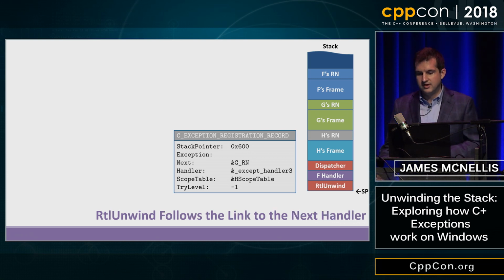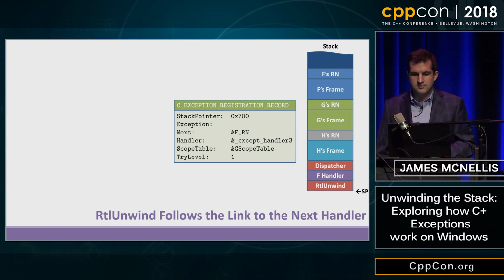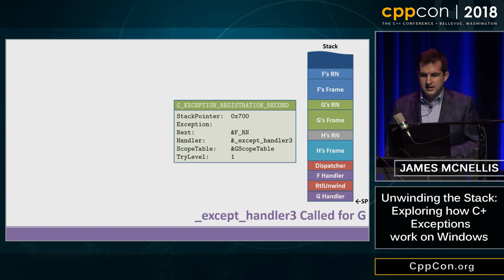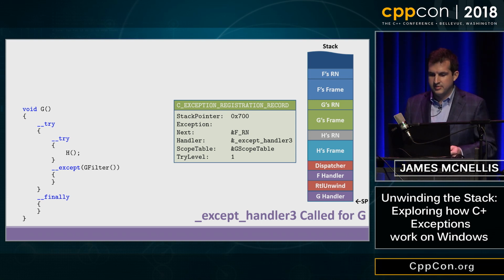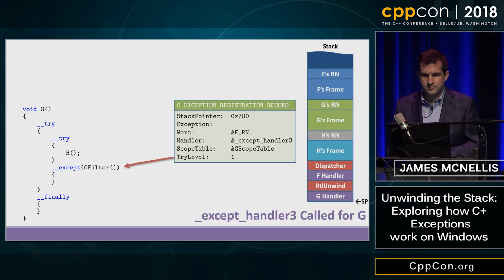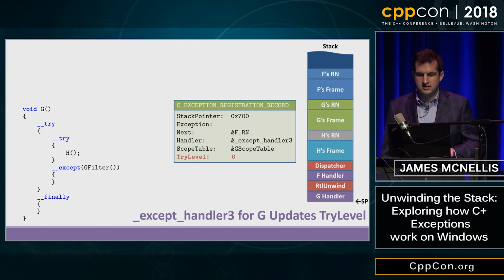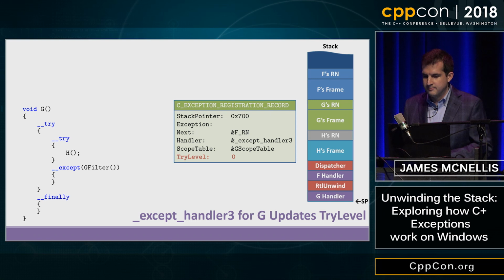RTL unwind will then follow the link to the next handler, which is the handler for G. RTL unwind calls the handler for G. Inside of that handler, we need to unwind back to the base state, so we start by looking at the current state, which is for an accept block. We're only interested in finally blocks during the unwind, so we update the state to the enclosing state, which is state 0.